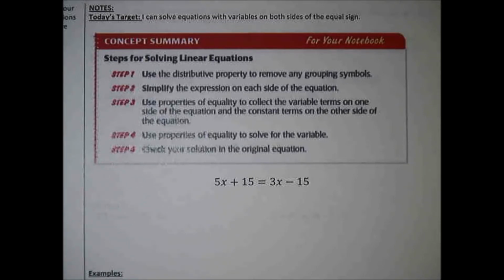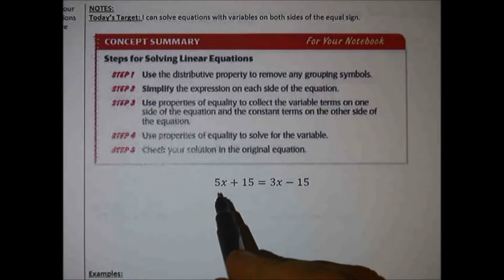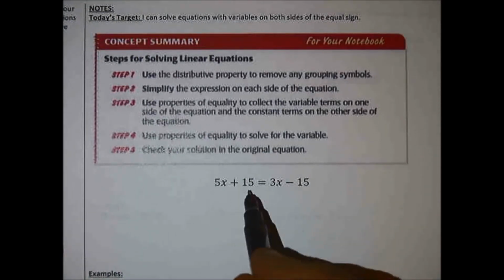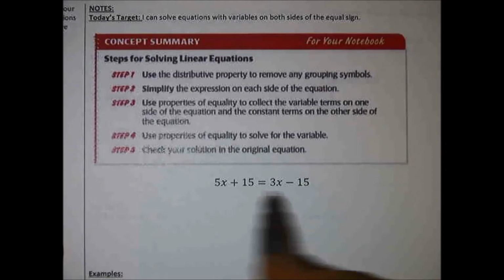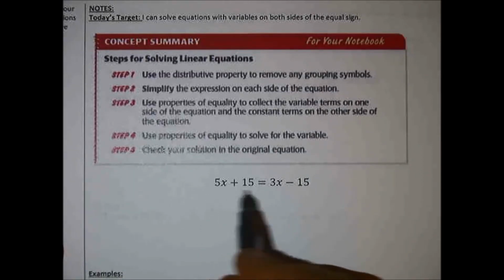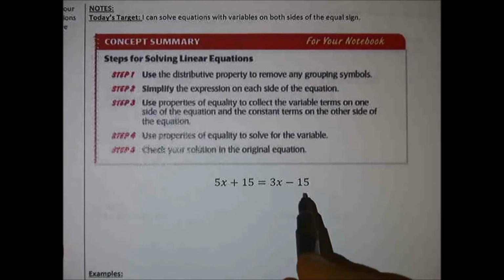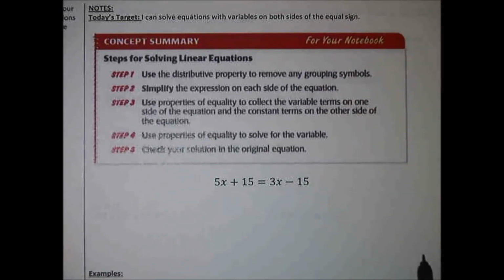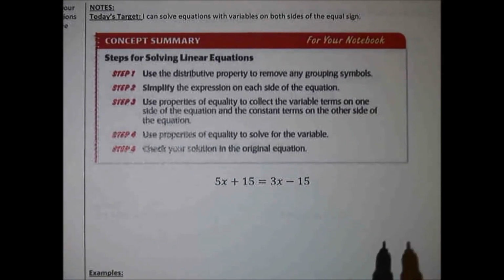So we'll go ahead and pick up with this example right here because there are no grouping symbols, so we don't have to use the distributive property on either side. Each side only has an x term and a constant term, okay, x and constant. And then what we're going to be doing here is collecting the variables on one side.